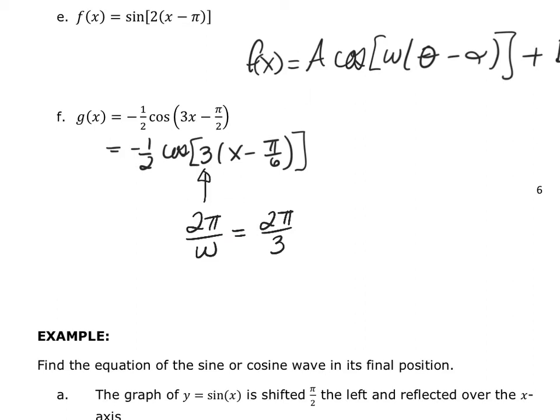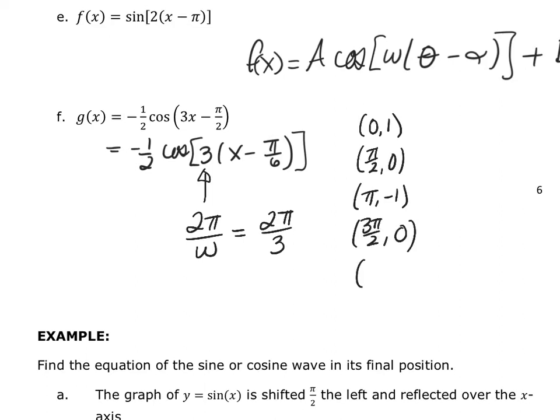Let's start putting my key points for cosine. My first key point is 0, 1. My second key point is pi over 2, 0. My third key point is pi, -1. And my fourth key point is 3 pi over 2, 0, and then back to 2 pi, 1. Those are my key points.